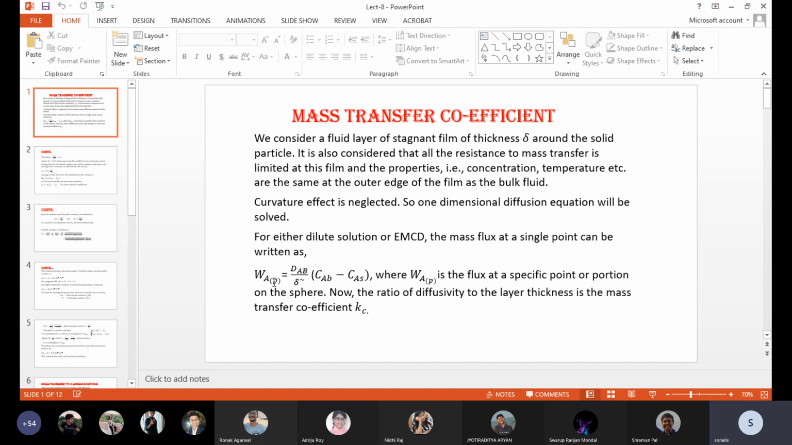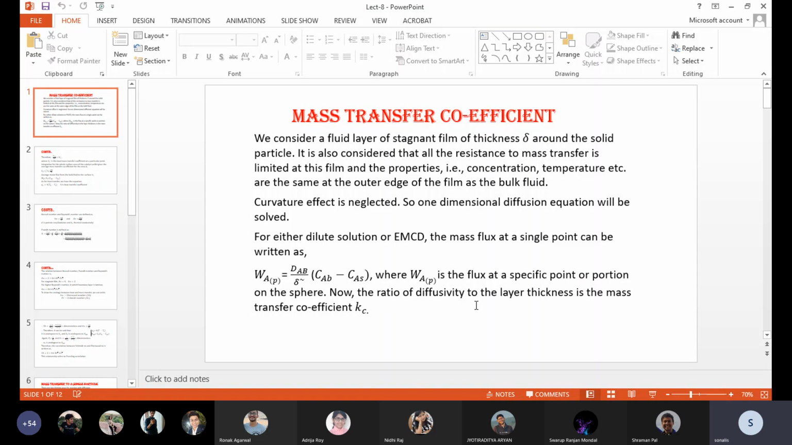So we have taken the single point mass flux. How can we express it? WAP, P meaning one point, is equal to DAB by delta tilde into CAB minus CAS, where WAP is the flux at a specific point or portion of the sphere around the boundary layer of thickness delta. This delta tilde is the thickness at that single point.